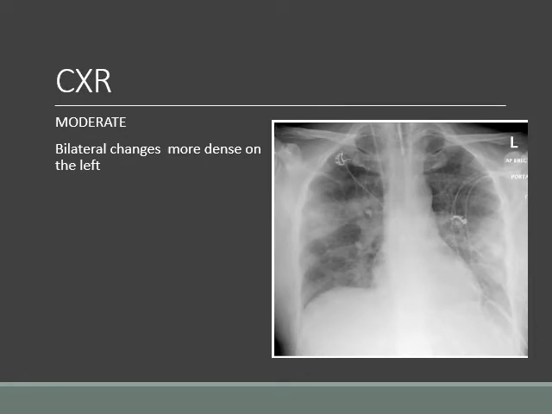Here this chest X-ray shows bilateral disease, here on the right and here on the left-hand side, also with airspace shadowing. It is more dense, not mild ground glass opacity but more dense consolidation, and this is considered a moderate disease.